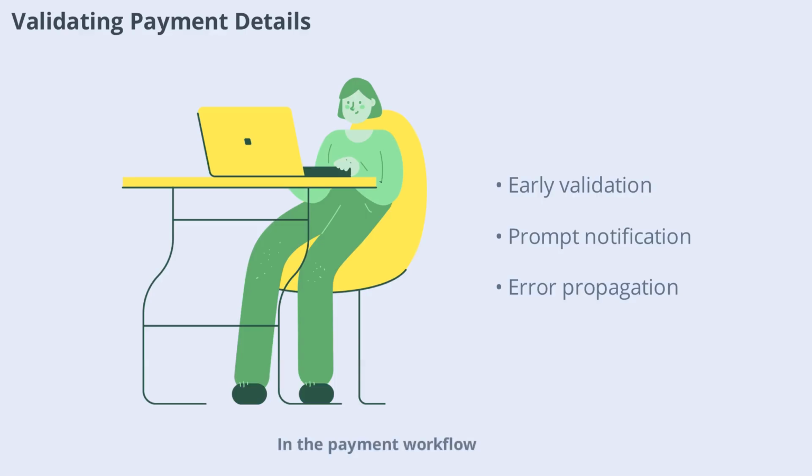In the payment workflow, validating payment details is handled in withContext, Dispatchers.Default. If validation fails, an illegal argument exception is thrown, which is then propagated to the parent coroutine. This ensures that invalid payments are caught early and users are notified promptly.